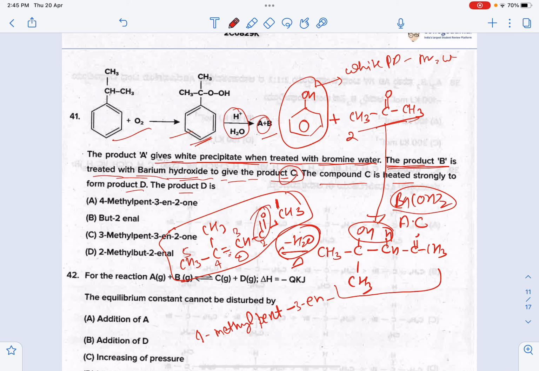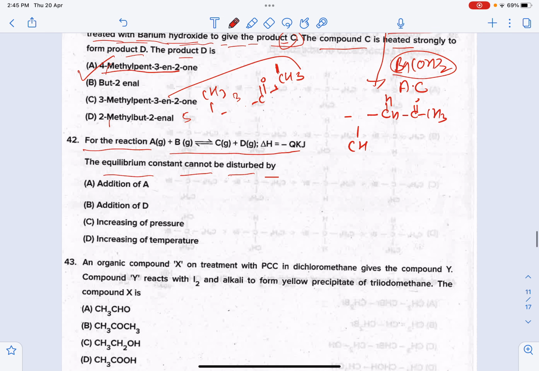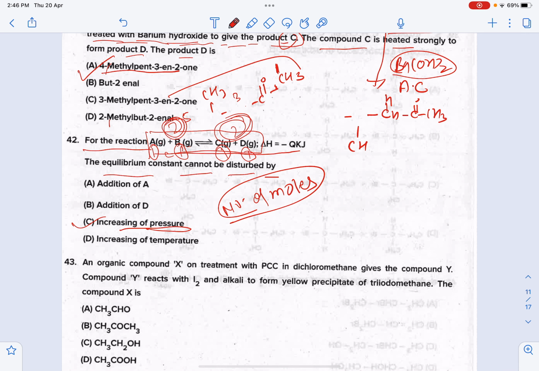Now the next question is, for this reaction, the equilibrium constant cannot be disturbed by increasing the pressure. Why? You can see that the number of moles in the equation are equal. There are 2 moles on the reactant side, 1 mole of this and 1 mole of this, and 1 mole of this product and 1 mole of this product, so also 2 moles. When the number of moles is equal, there is no effect of pressure.